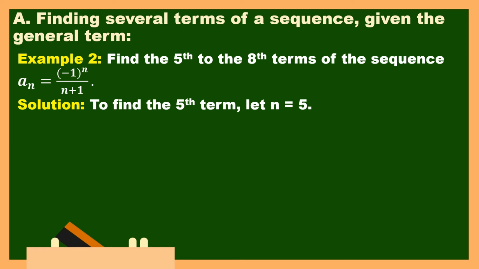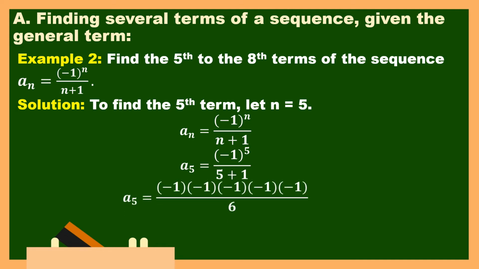So, para mahanap ang fifth term, we will let n equals 5. Meaning, yung n dito ay papalitan natin ng 5 o isa-substitute natin si 5 sa general term na given, which is a sub n equals the quantity of negative 1 raised to n all over n plus 1. So, magiging a sub 5 equals the quantity of negative 1 raised to 5 all over 5 plus 1.